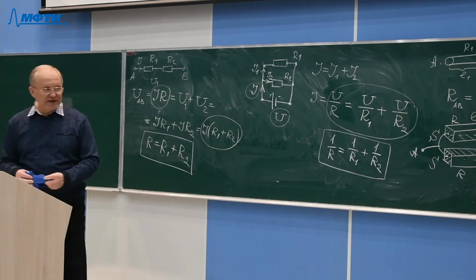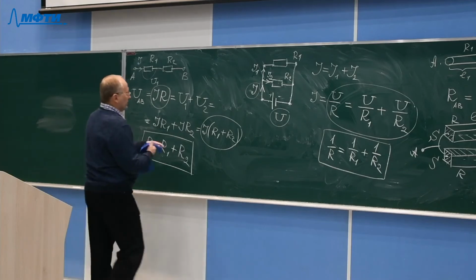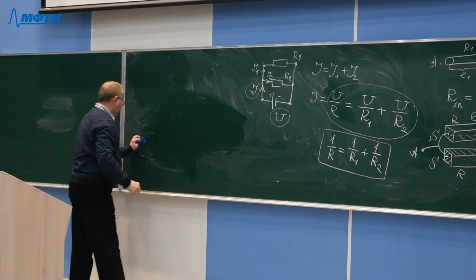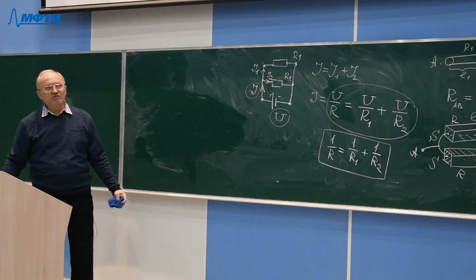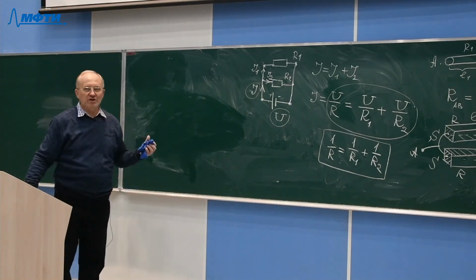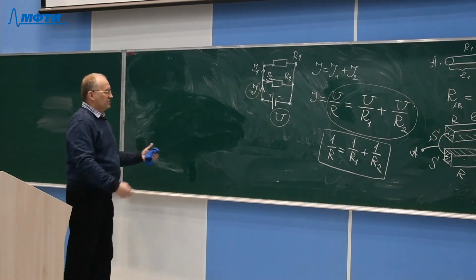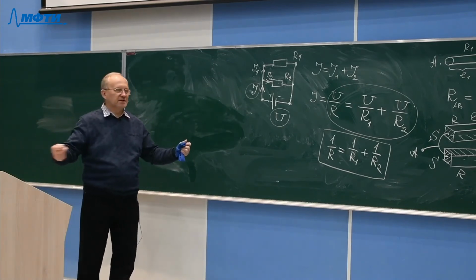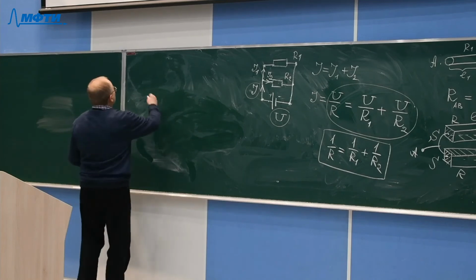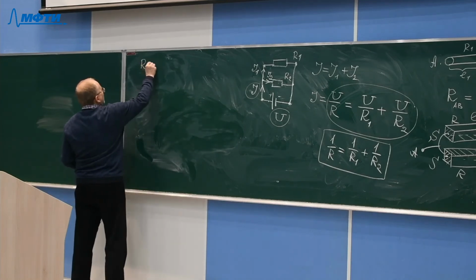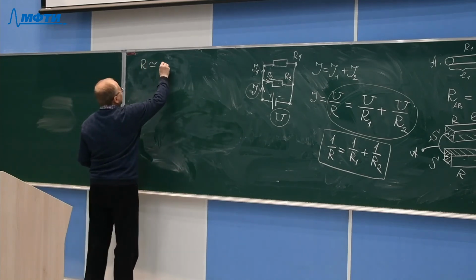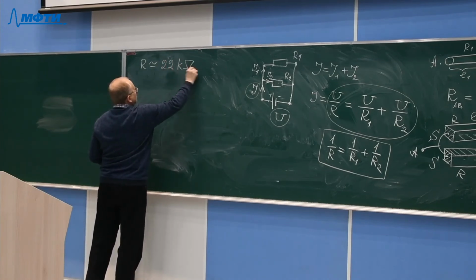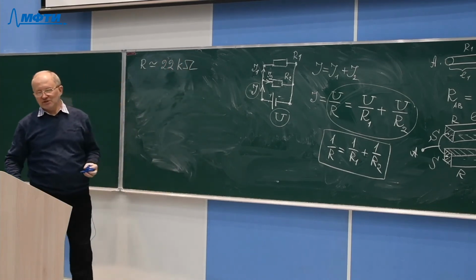Now I would like to consider a small and simple problem. The problem is this. If we measure the resistance of a human body, for example, from one hand to another hand, between the two hands, the resistance of a human body can be measured to be about 22 kilo ohms, 22,000 ohms.